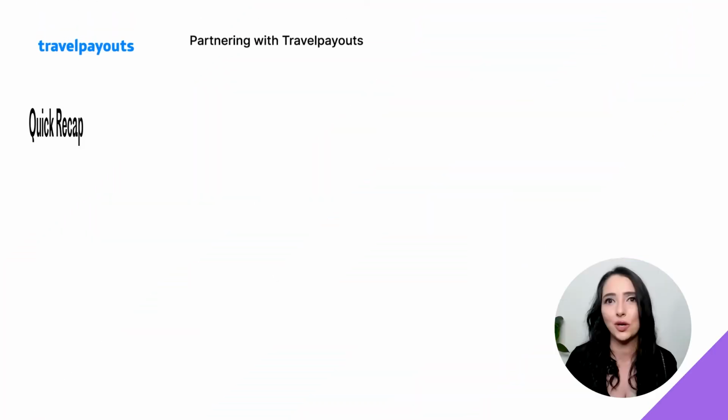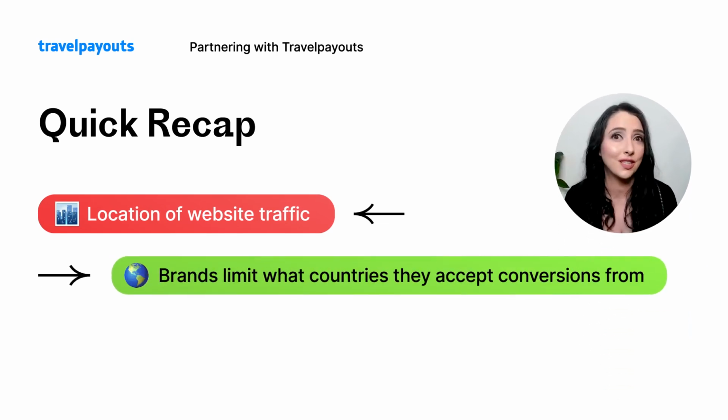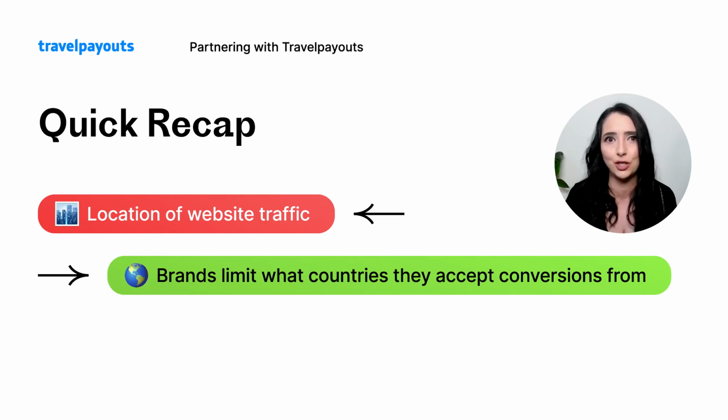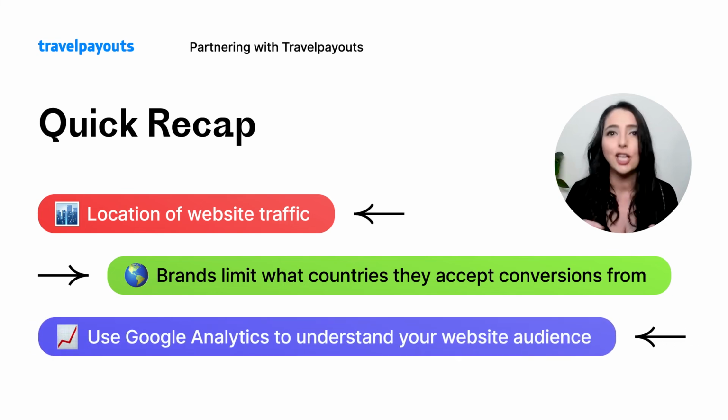Let's do a quick recap. Geotargeting tells you which locations website traffic is coming from. Brands don't usually accept traffic from just anywhere, so keep in mind where your traffic is from when you're choosing to work with a brand. Not sure where your audience is located? Use Google Analytics or your website to find out.